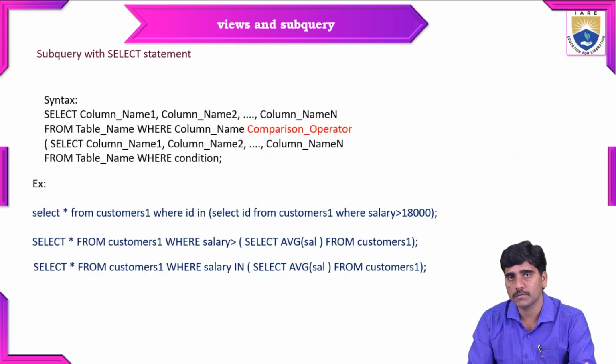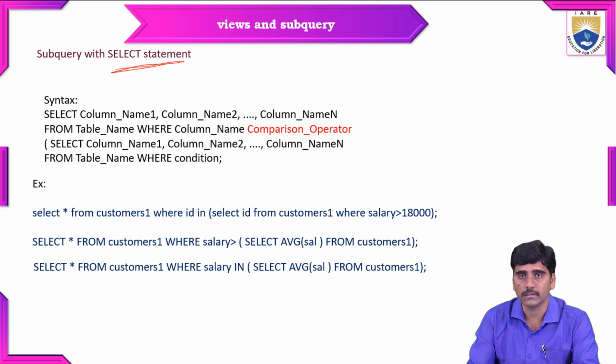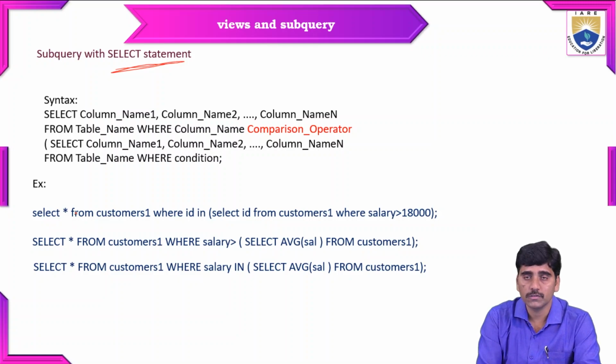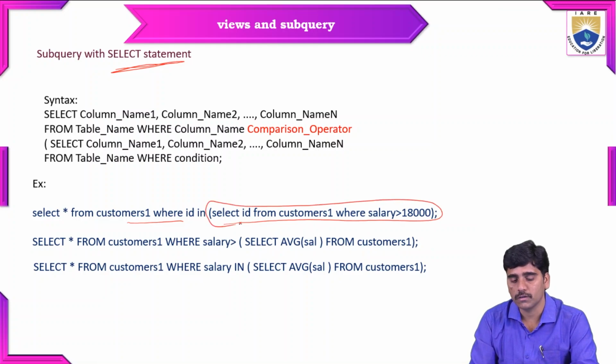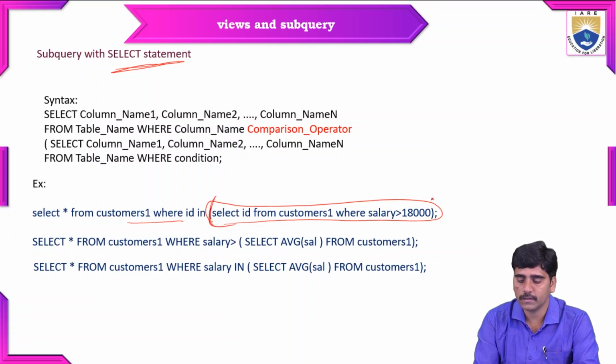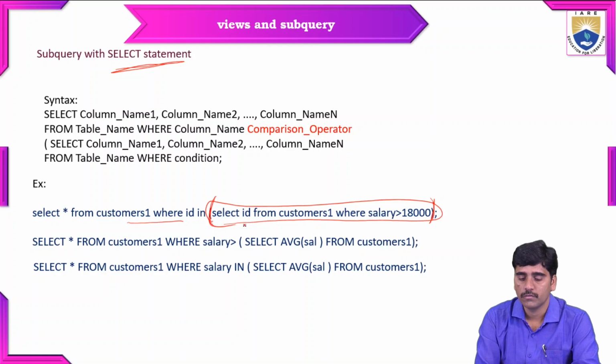Here we can have different types of subqueries with different statements. First, subquery with the select statement, with the syntax as well as an example. We write select star from customer 1 where ID in (select ID from customer 1 where salary greater than 18,000). We already said the subquery is enclosed within parentheses, and whatever we write inside is called the subquery.